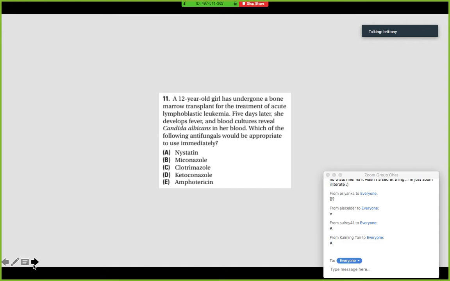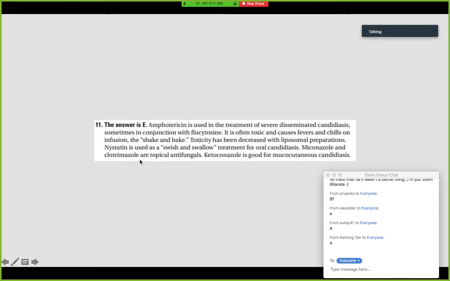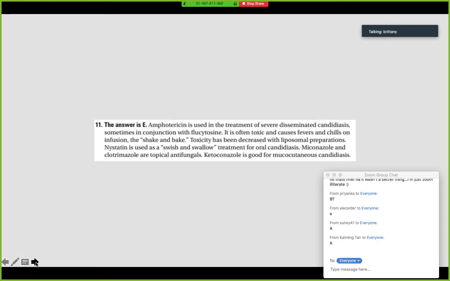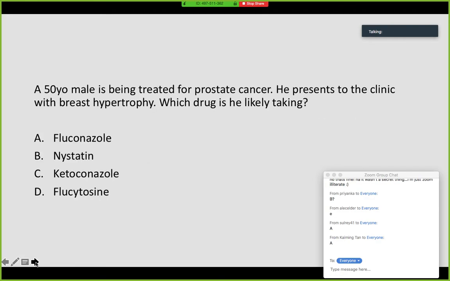So remember nystatin. Let's see, what does it say here? Yeah, so nystatin is for oral candidiasis. So she has a systemic infection. I don't think the question will be this difficult tomorrow. I don't think that you'll be given like 2 drugs that treat candida as answer choices. So I wouldn't worry. Yeah, don't worry too much about this. Okay.